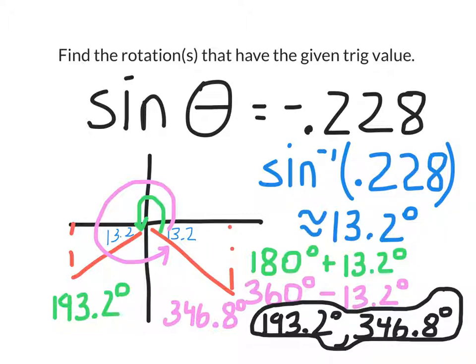So, in conclusion, if we want to find rotations with a given trigonometric value, first we figure out what quadrants the angles lie in. Second, we use an inverse trig function to find the reference angle. And then finally, we just add or subtract the reference angle depending on which quadrant it's in.